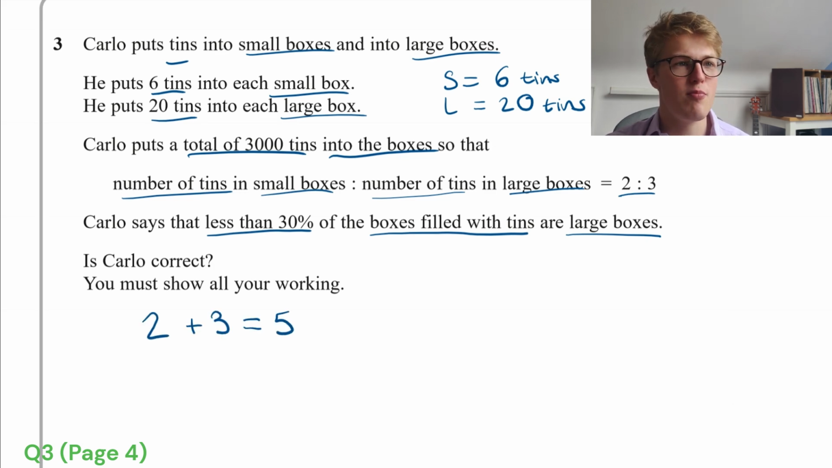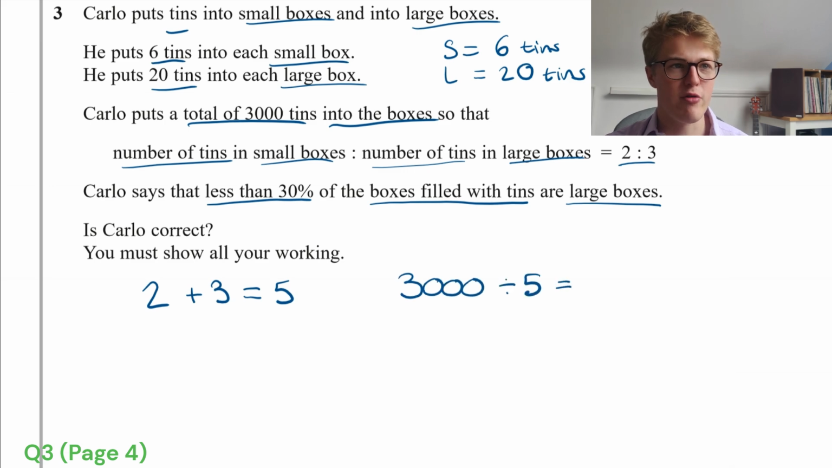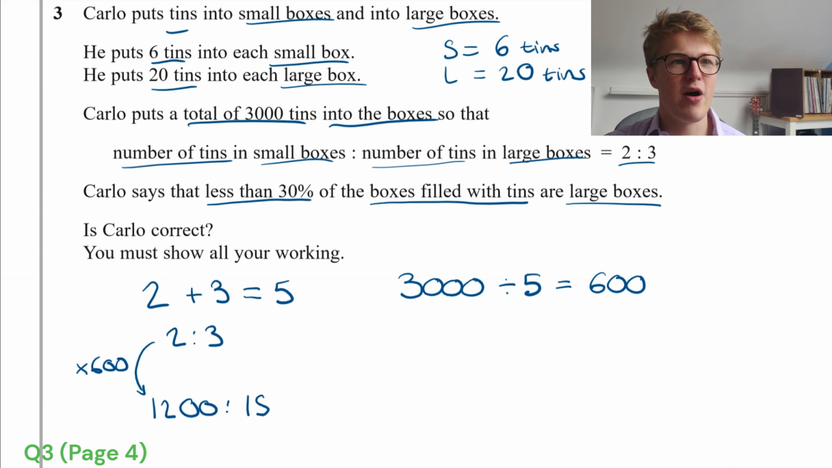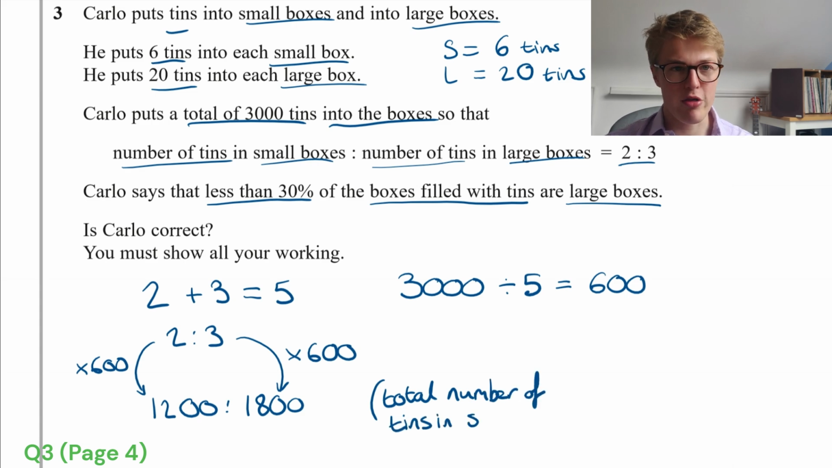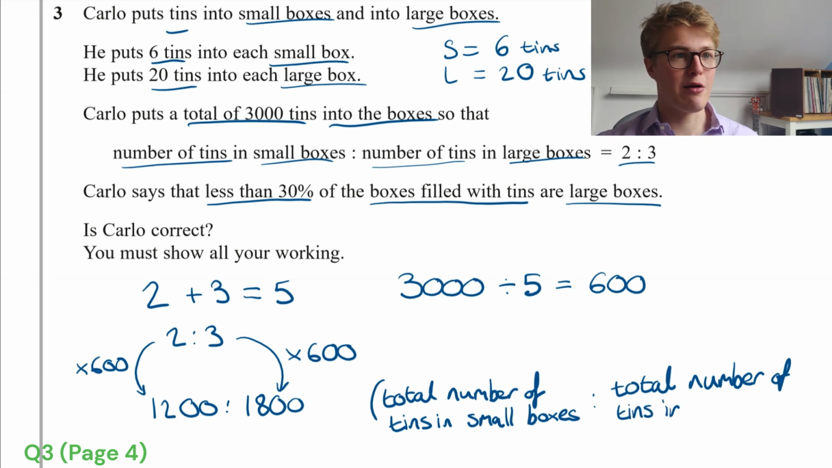Right, so we start with 2 plus 3, which is 5, because that's the ratio of the number of tins in small boxes to the number of tins in large boxes. If we divide 3,000 by 5, we get 600. So we multiply by 600 because that gives us the total number of tins in the small boxes and the total number of tins in the large boxes, because we've multiplied it up to include all 3,000 tins.